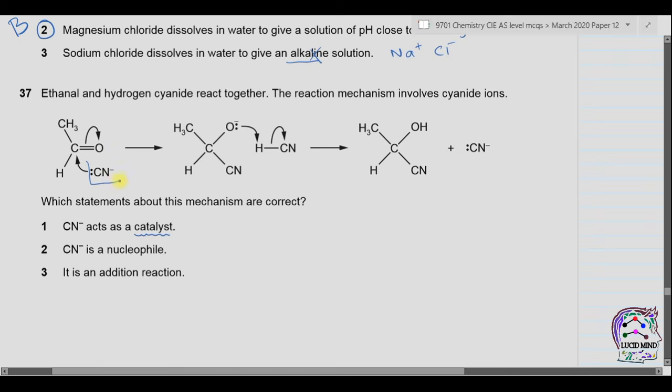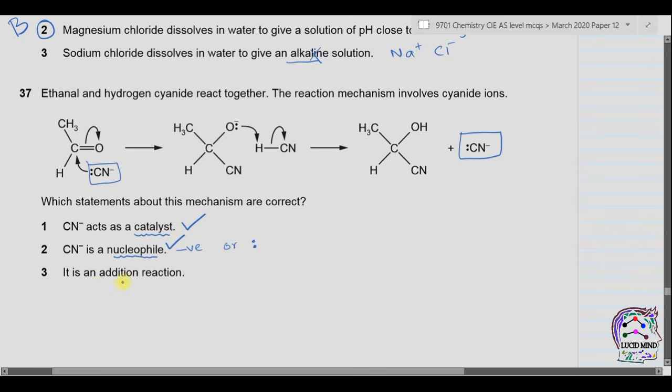We can see cyanide ion present on the reactant side and also formed in the product. So yes, it is behaving as a catalyst because it is not used up in the chemical reaction. Cyanide ion is a nucleophile. Now a nucleophile is something that has a negative charge or a lone pair of electrons present. We can see in cyanide ion there is a lone pair and also a negative charge. So yes, cyanide ion also acts as a nucleophile.